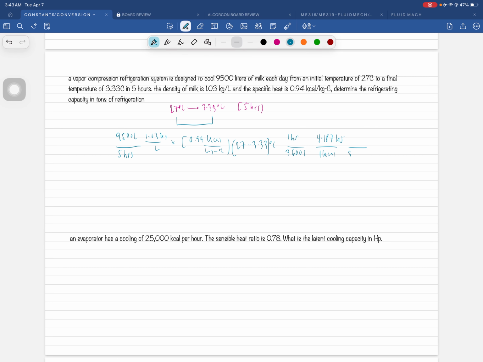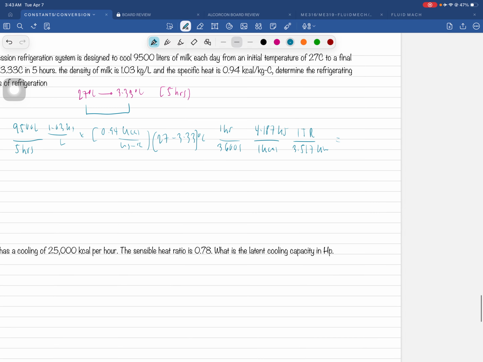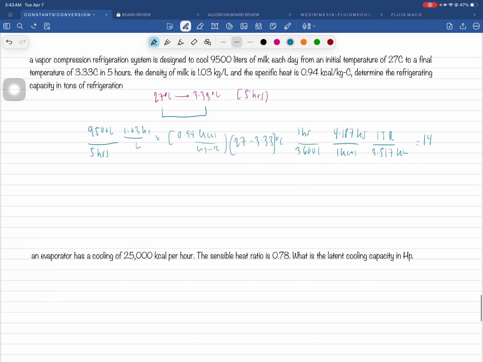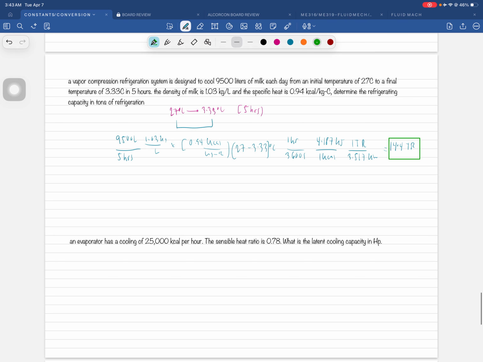So for every 3.517 kilowatts, you have 1 TR, okay? So the answer here should be around 14.4 tons of refrigeration, okay? So this problem should be pretty basic. Should be very basic now.